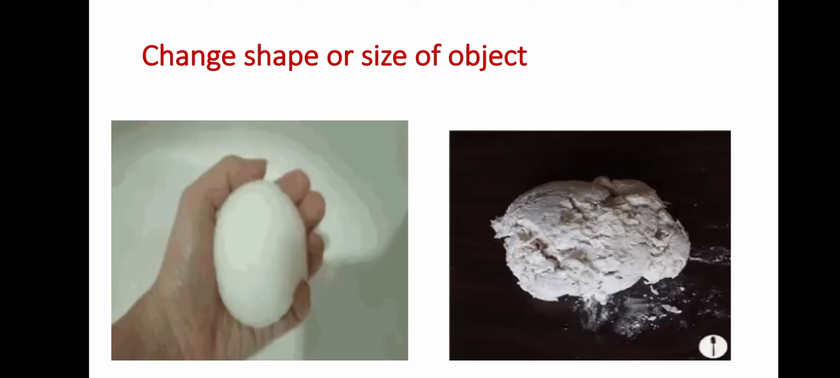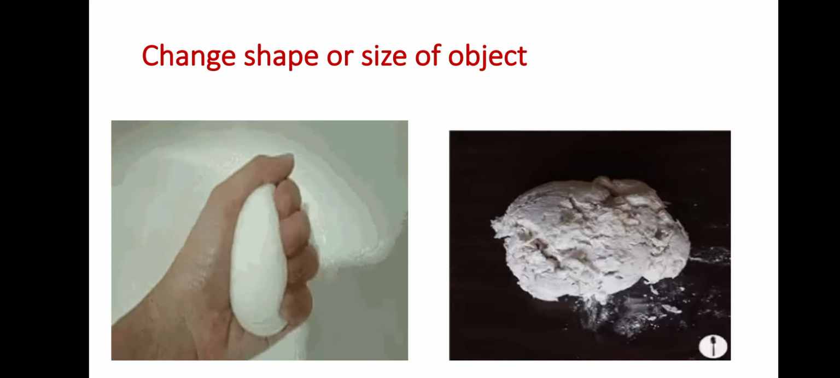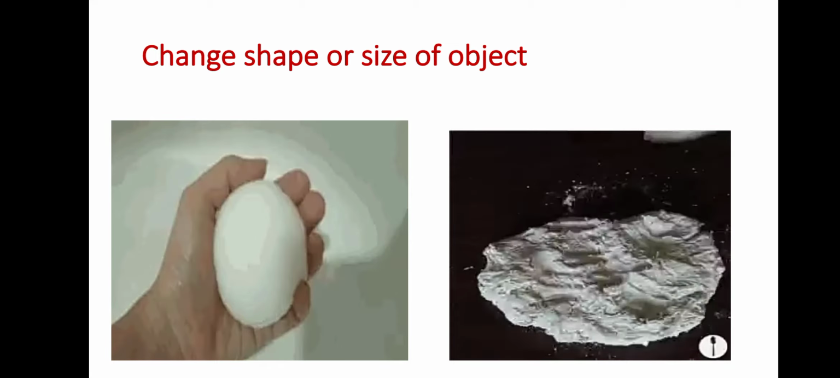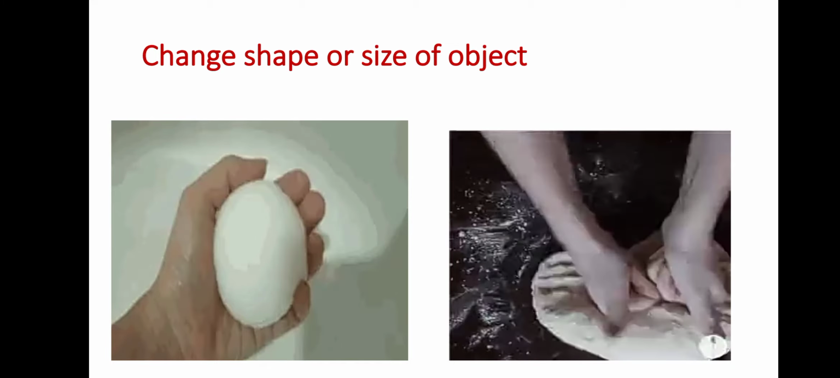The shape and size of an object may also change on application of force. For example, a sponge ball on compressing, or making dough, it can also be made into different shapes.